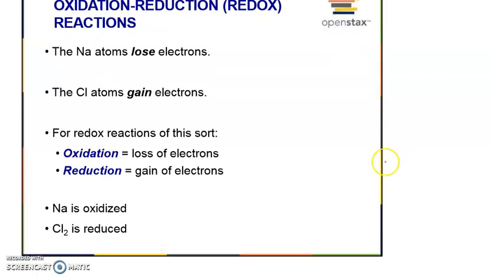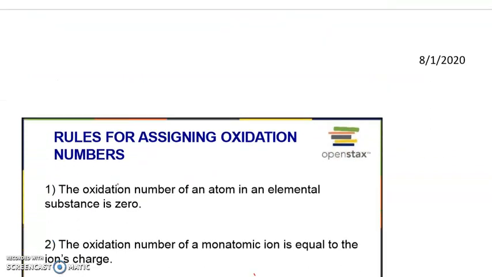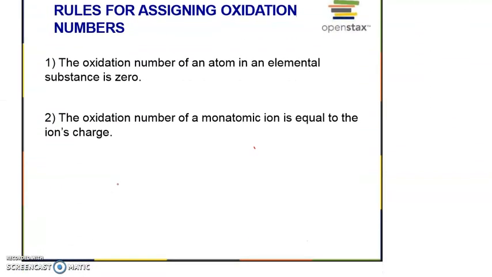I can give you a heads up now. Oxidation means loss of electrons, and reduction means gain of electrons. We'll learn more about that reaction, but first, let's begin with how we assign oxidation numbers. We have to follow all these rules.